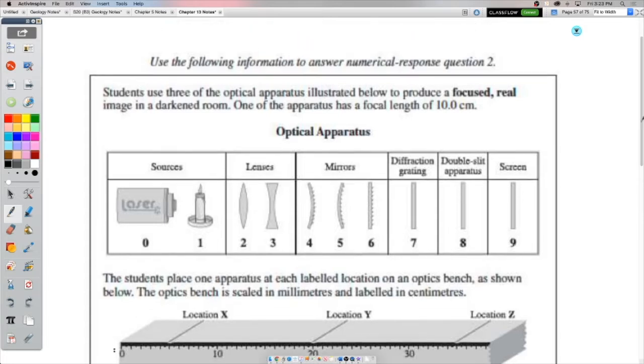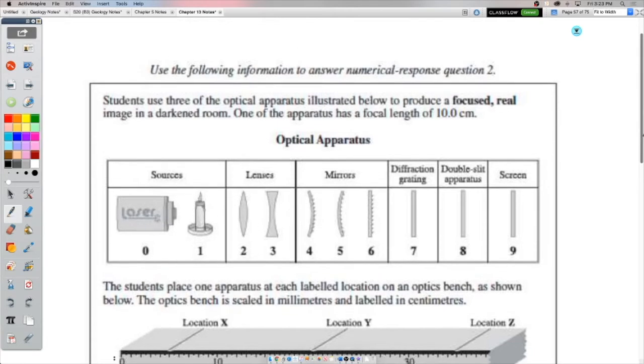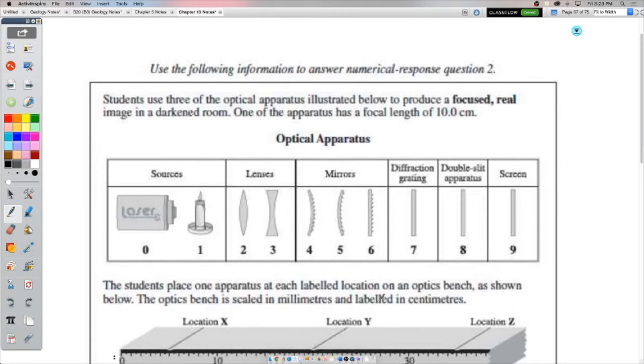So let's eliminate what we can here. Before we even think about our placements, look at this. The image is real. Okay, it's real. What can produce a real image? Well, if we're talking lenses, we know a diverging lens can never produce a real image, right? So maybe a converging lens, we'll see. If we're talking mirrors, we know a plane mirror can never produce a real image. We also know a convex mirror can never produce a real image, right? They always produce virtual, diminished, and erect.